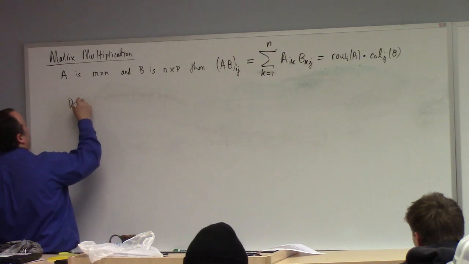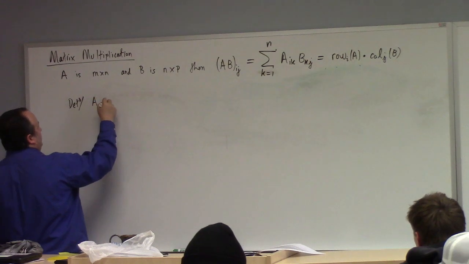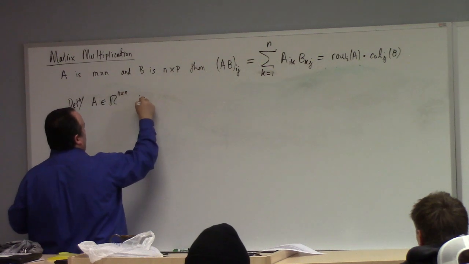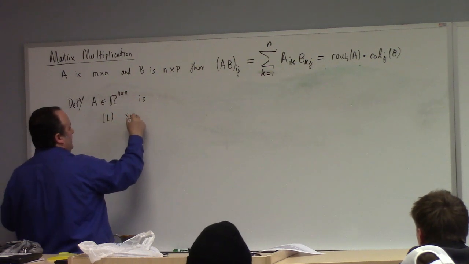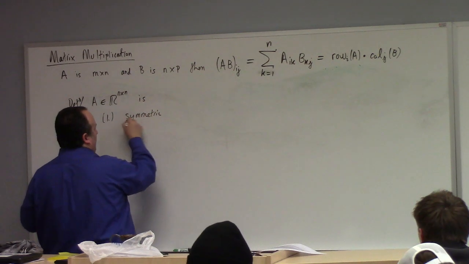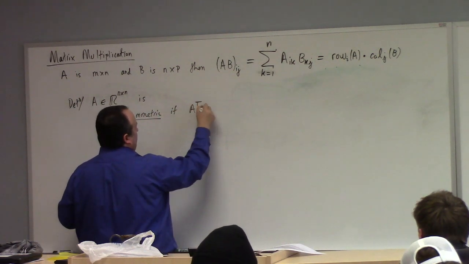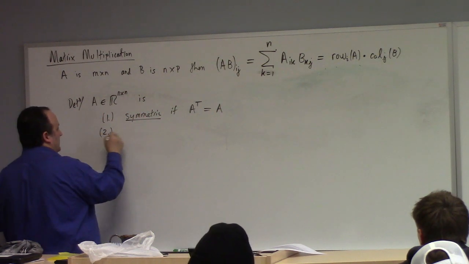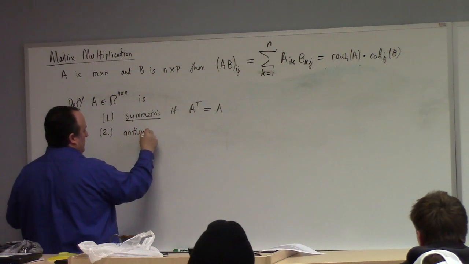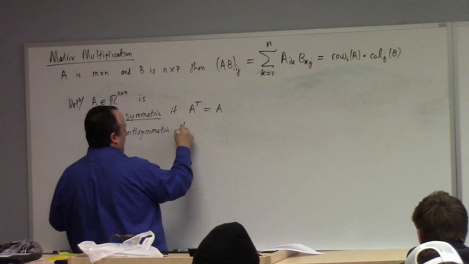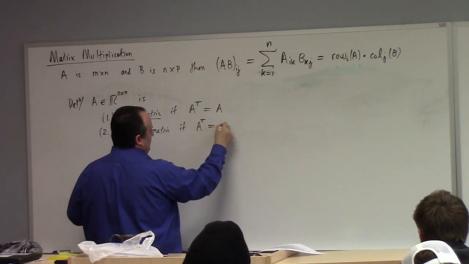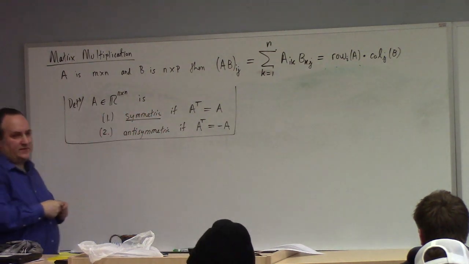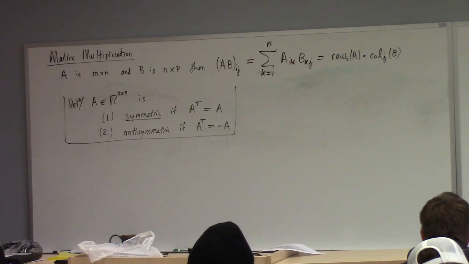So, definition. An element of R^(n by n) is, number one, symmetric if A transpose is equal to A. Number two, it's antisymmetric if A transpose is actually equal to minus A. So this is a symmetric matrix and an antisymmetric matrix.